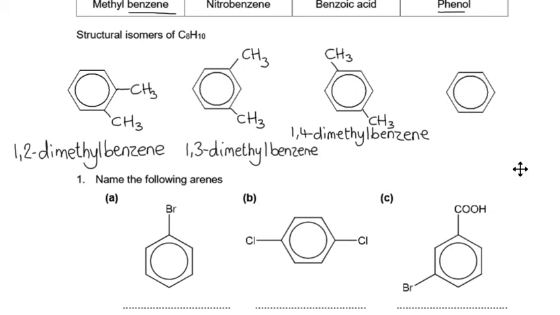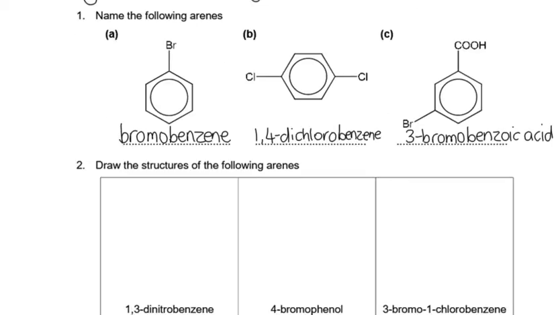So what's that last one? That last isomer is not to have 2 methyl groups, but to have a chain of 2 carbons. What would you call that? So there we go, we've got ethyl benzene. What I want you to do now is pause the video and have a go at the question at the bottom. And there we go, we've got bromobenzene.